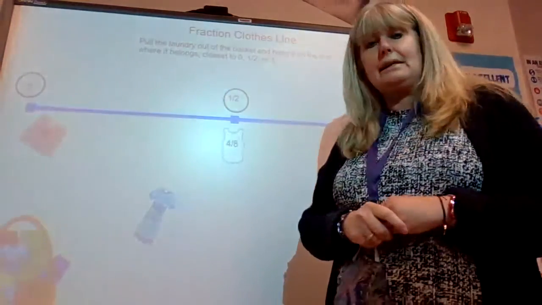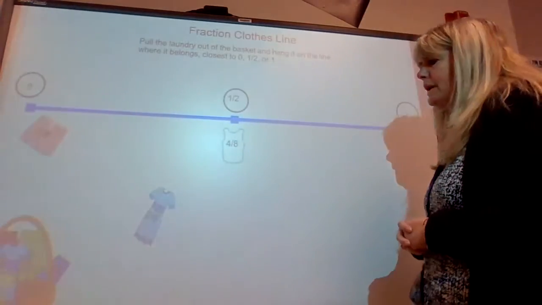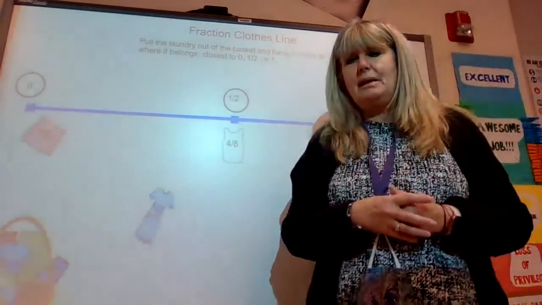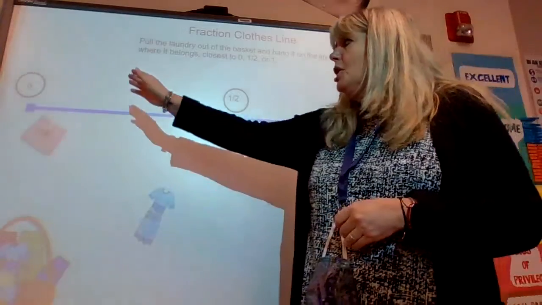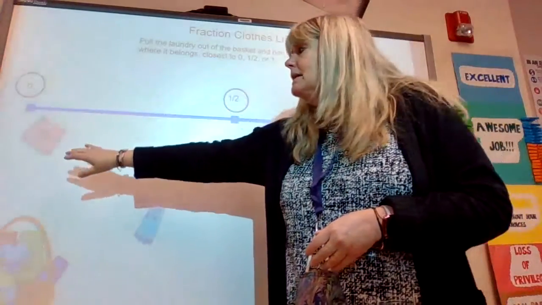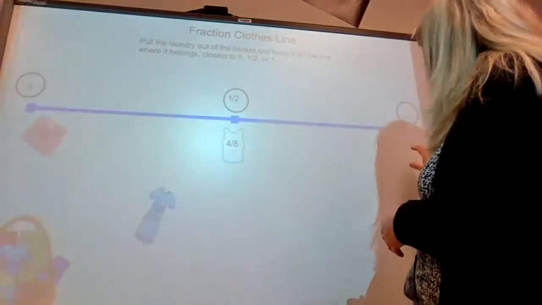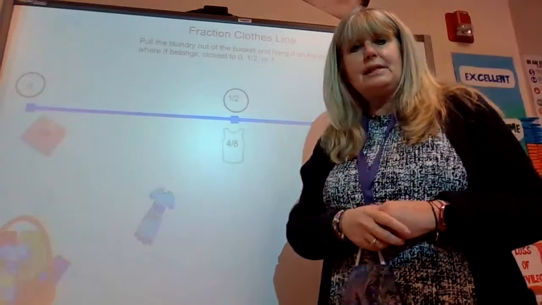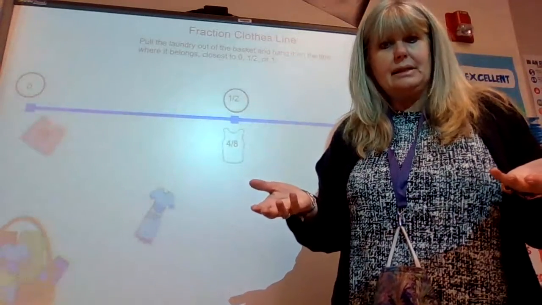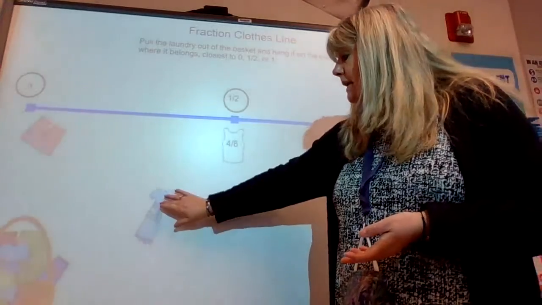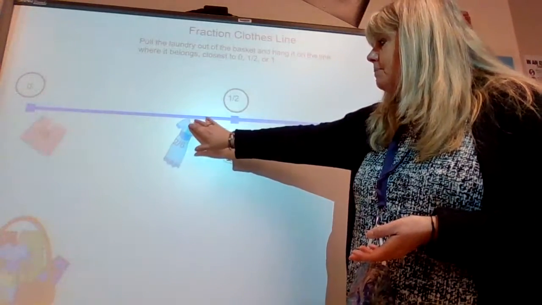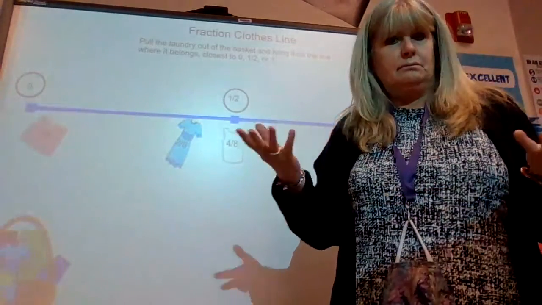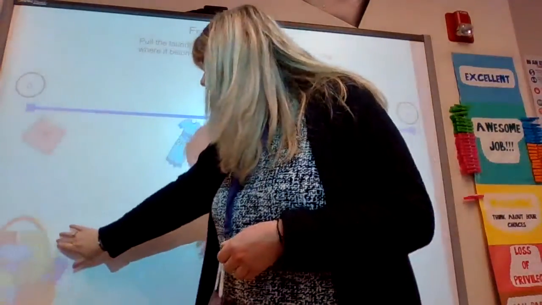Oh, 2/6. Where are we going to put 2/6? Well, let's think about this number line again. If we had it in sixths, this would be 0/6, 6/6, half of 6 would be 3/6. So 2/6 would be less than half. So we're going to put 2/6 about right there. Okay? Let's pull something else out.